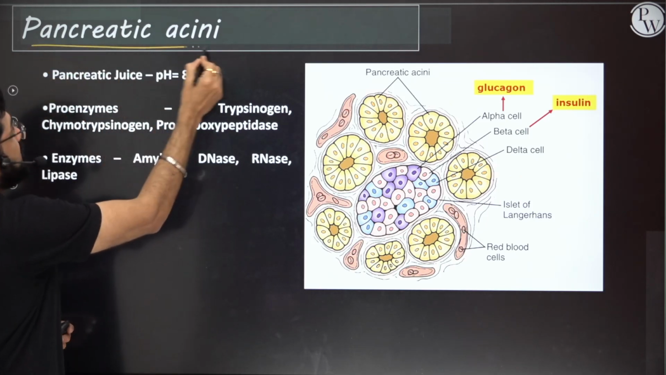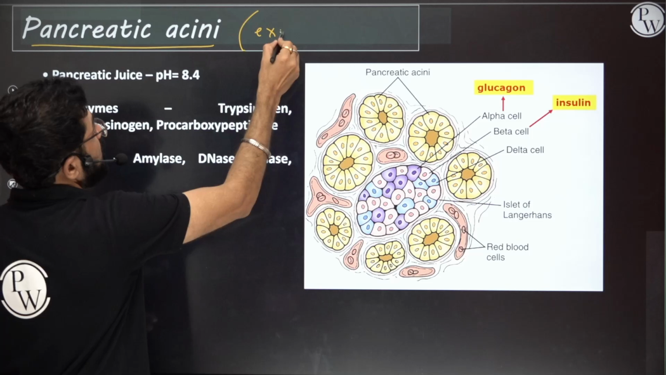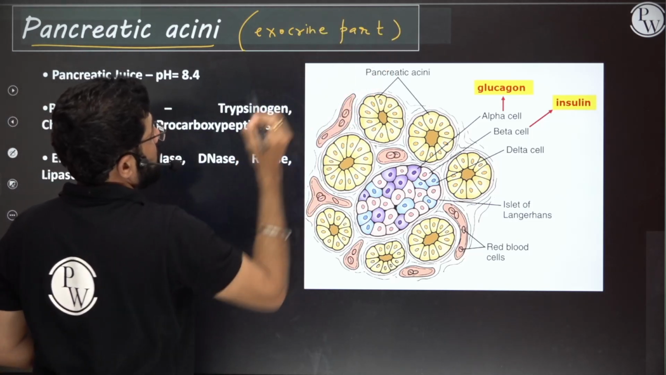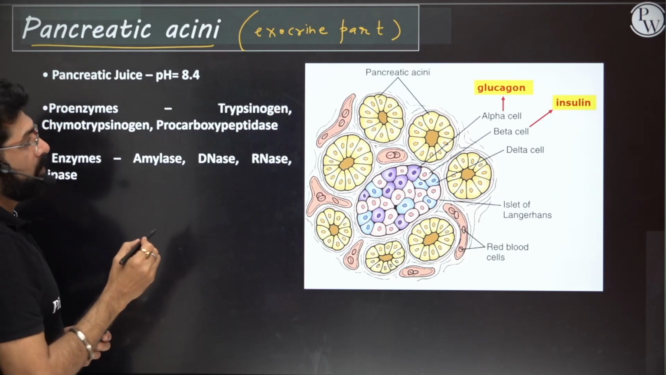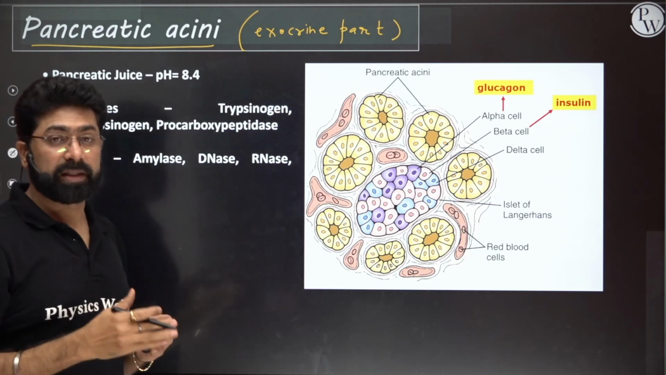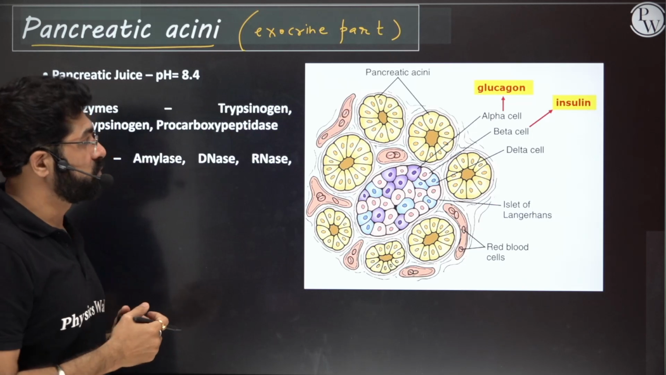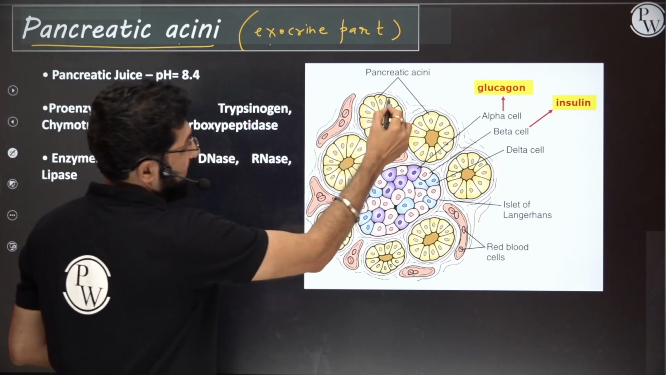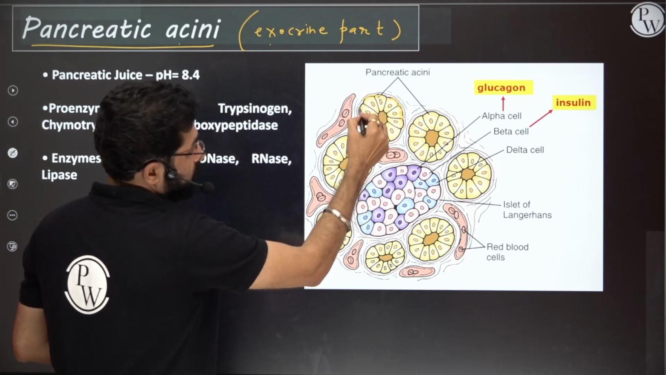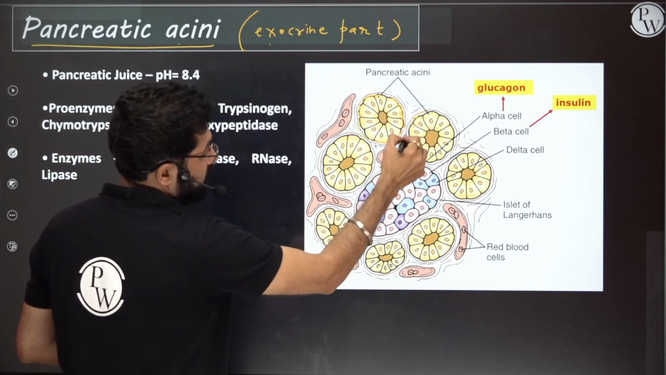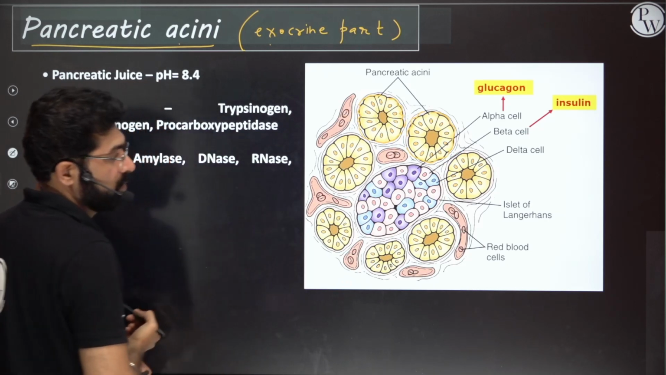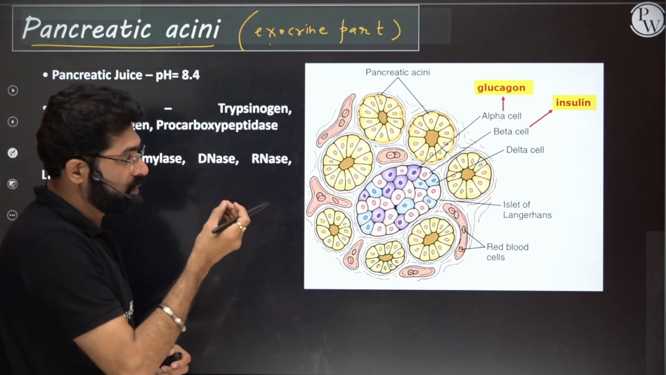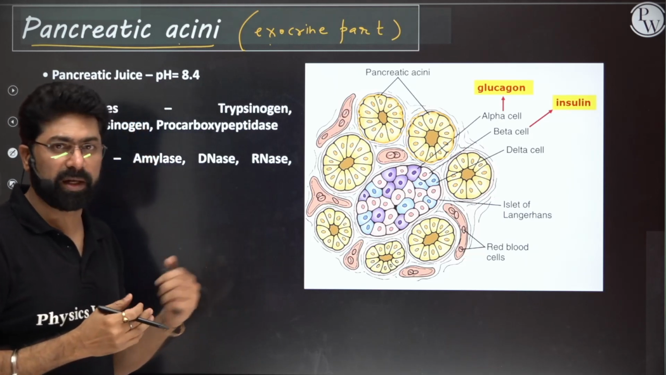So pancreatic acini is the exocrine part. Whereas the endocrine part is the islets of Langerhans. You can see here, these are acini. These are going to produce the enzymes, and they are present in the majority. Islets of Langerhans are only about 1 million in number.